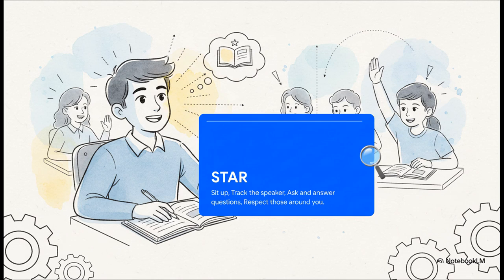Now, SLANT isn't the only game in town. There's another really popular variation called STAR. And you'll see it shares a lot of the same DNA. Sit up, track the speaker, ask or answer questions, but it swaps out lean forward and nod your head for one big overarching idea: respect those around you.